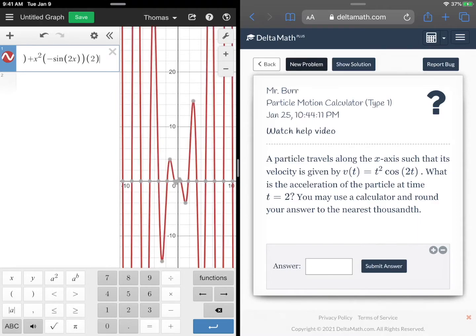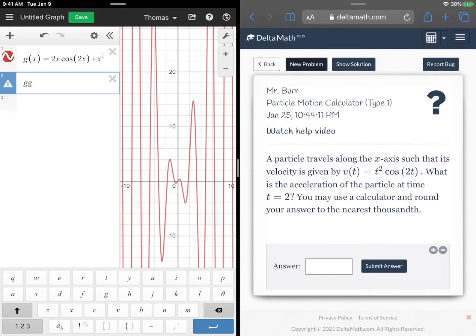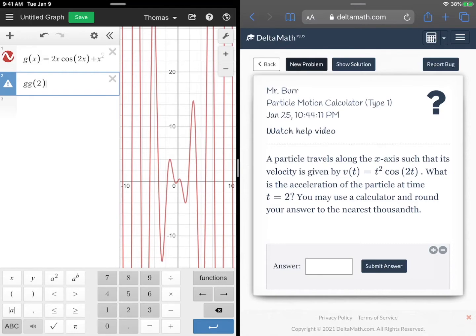And so this is not the focus of today, which is why I've just left this like it is. I just want to show you that you could do this by hand. You could take this derivative by hand, and sometimes you'll have to, right? And then we could type this in and say, okay, what is g of 2? G of 2, that should be the acceleration there.